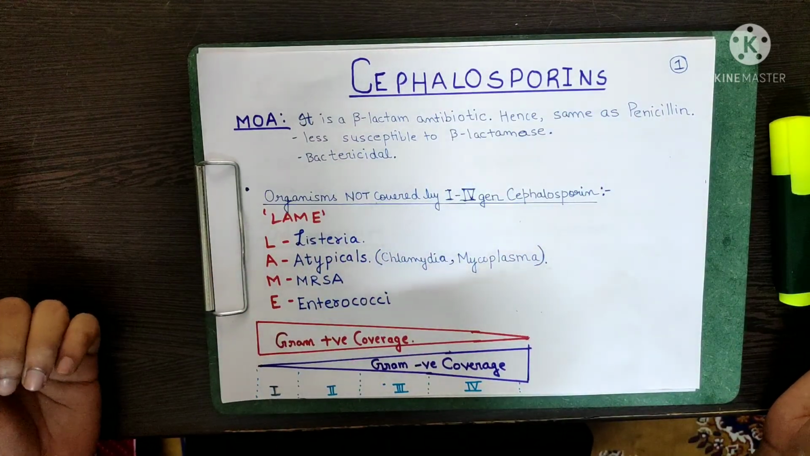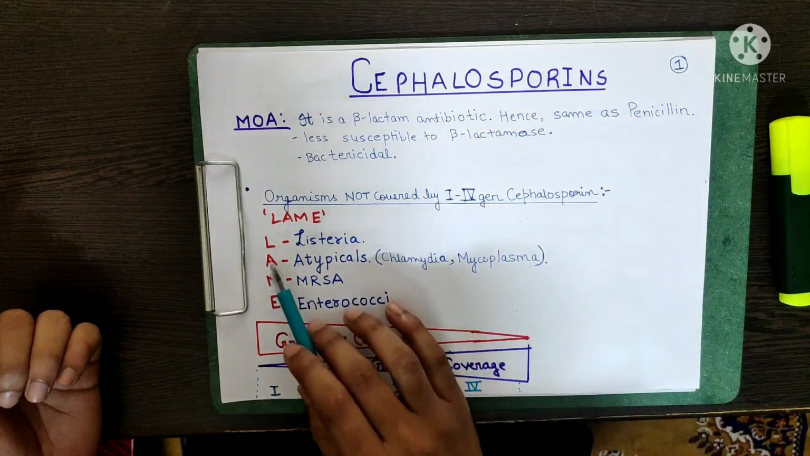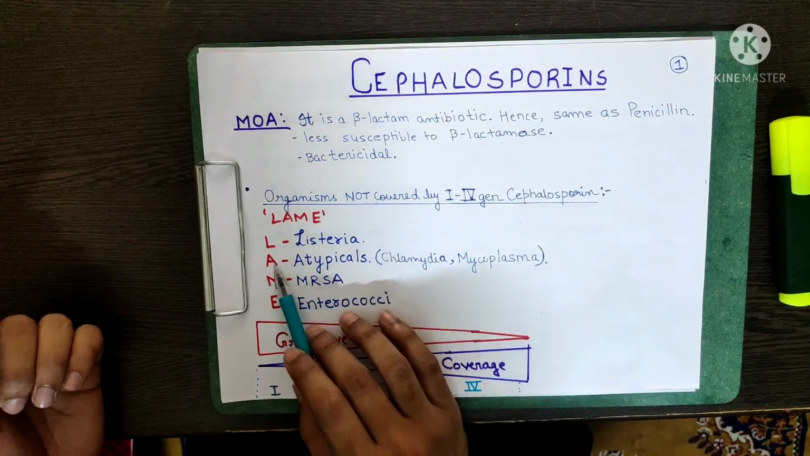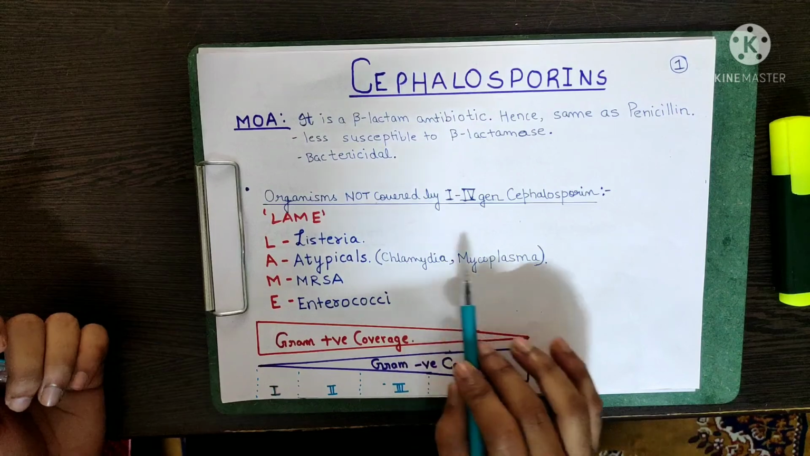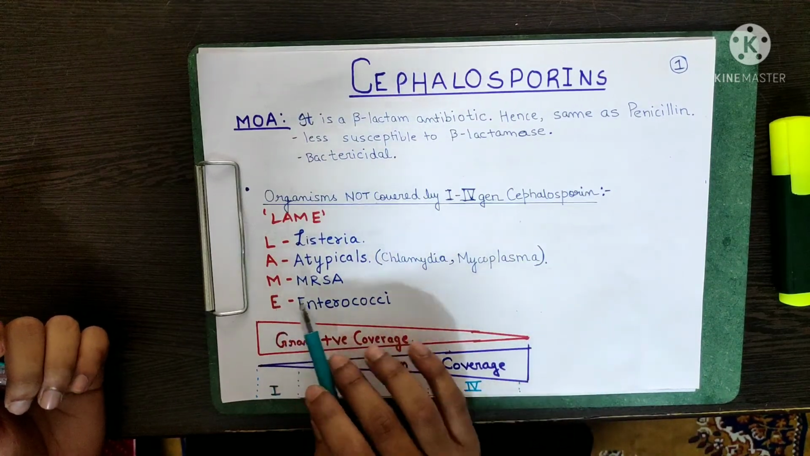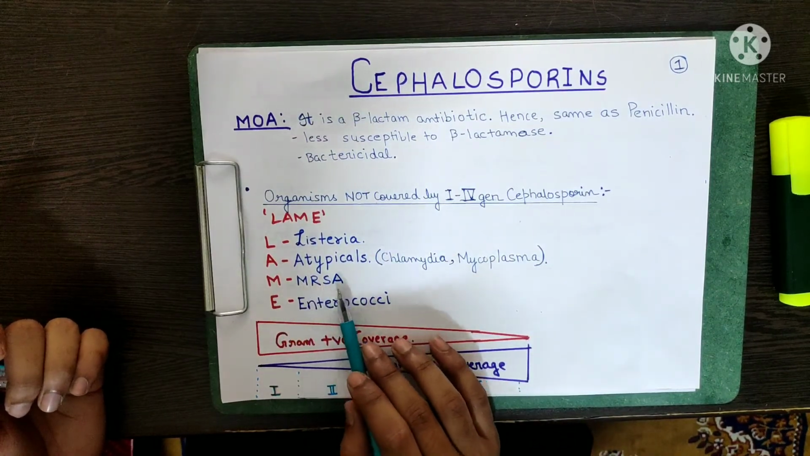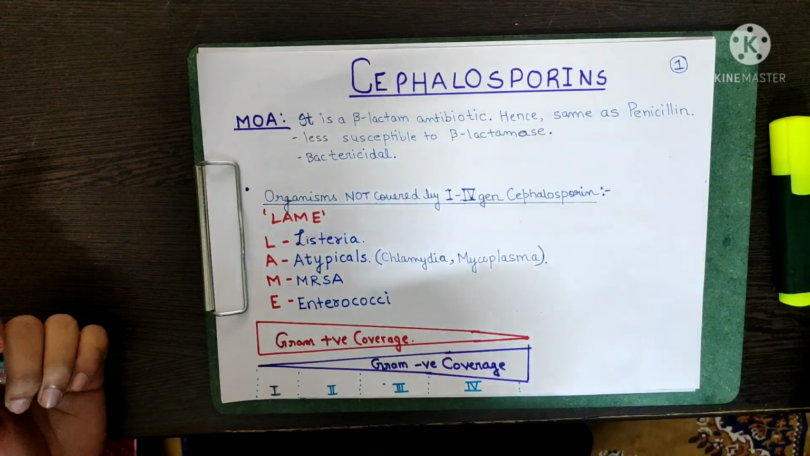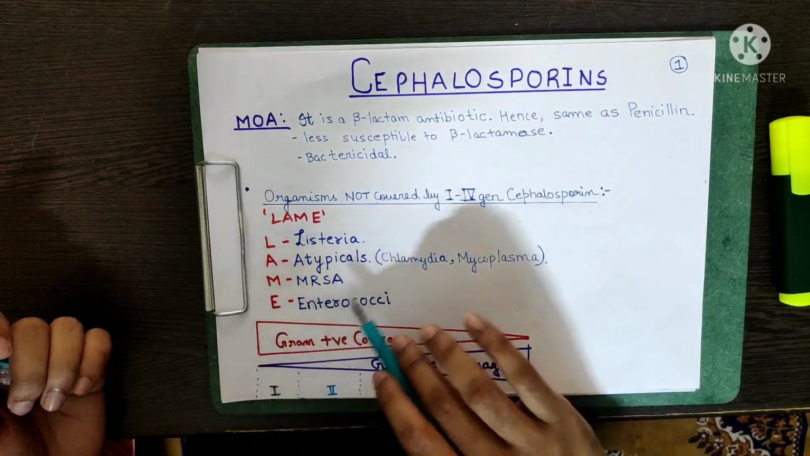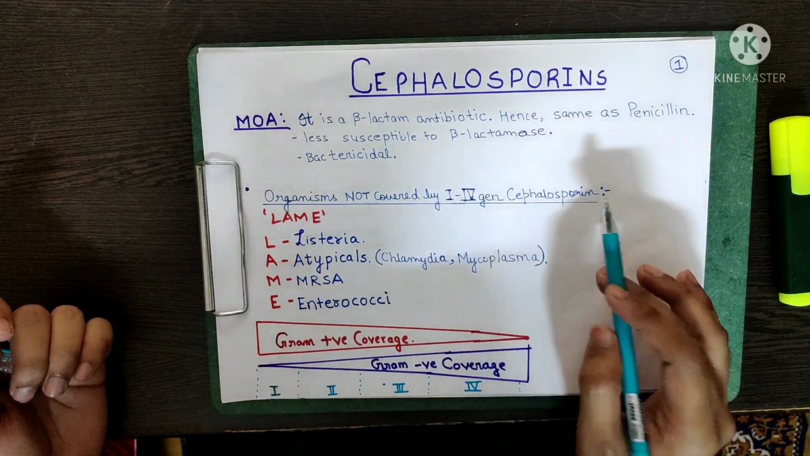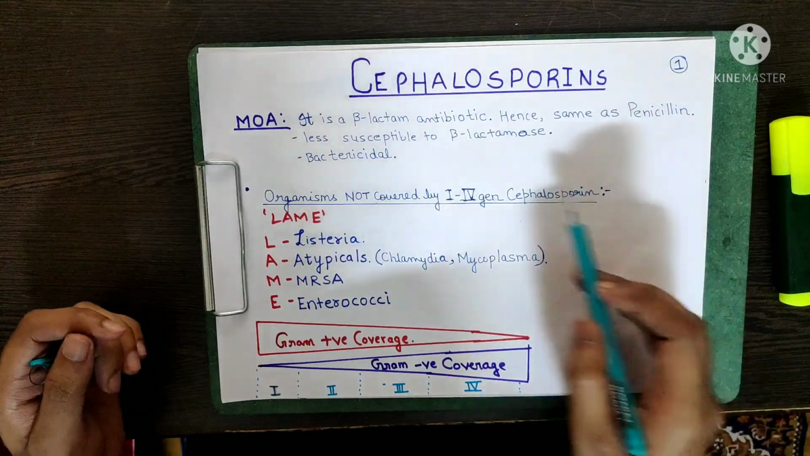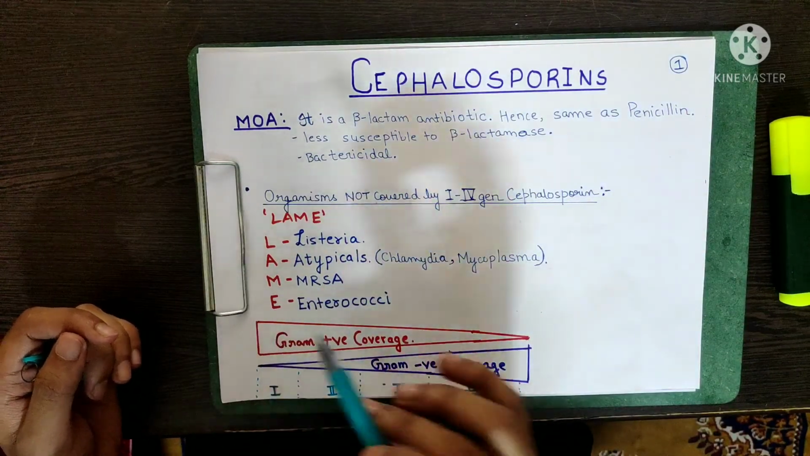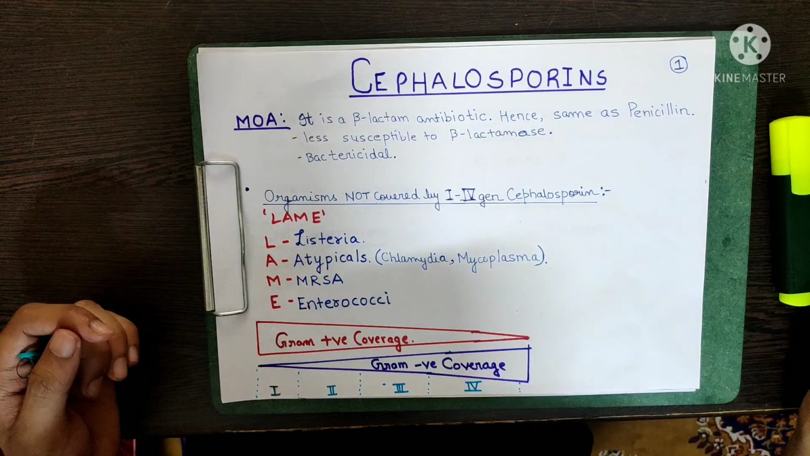And this can be remembered by LAME. L for Listeria monocytogenes, A for atypicals such as chlamydia and mycoplasma, M for MRSA, methicillin-resistant Staphylococcus aureus, and E for enterococci. So these are the four organisms which are not covered by first, second, third and fourth generation cephalosporin. So this is a very important point which is often tested in examinations.